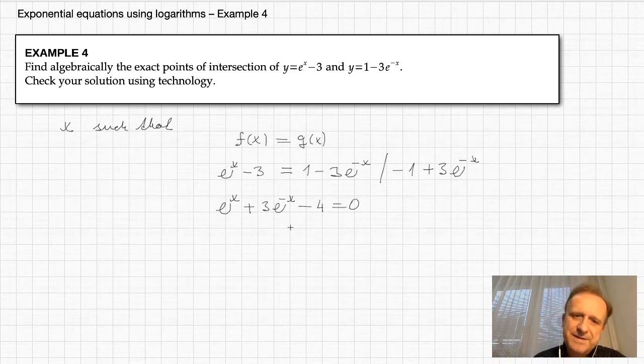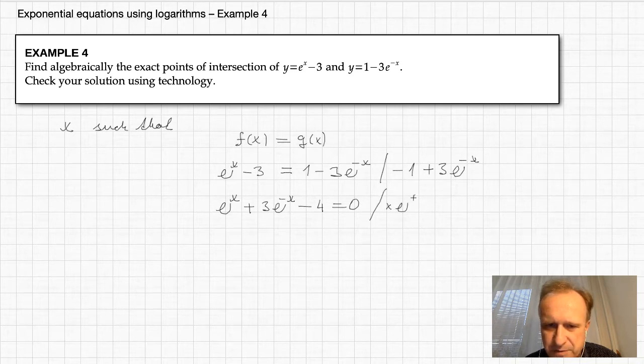Now, it doesn't look like something that we are able to solve at the moment, but if I use one neat trick, and namely if I multiply both sides by e to the power of x, I will get something interesting. So the first term multiplied by e to the power of x is e to the power of x all squared. Plus, now 3 times e to the power of negative x times e to the power of x is going to be something very simple, because this is e to the power of minus x plus x, which is e to the power of 0, which is 1.